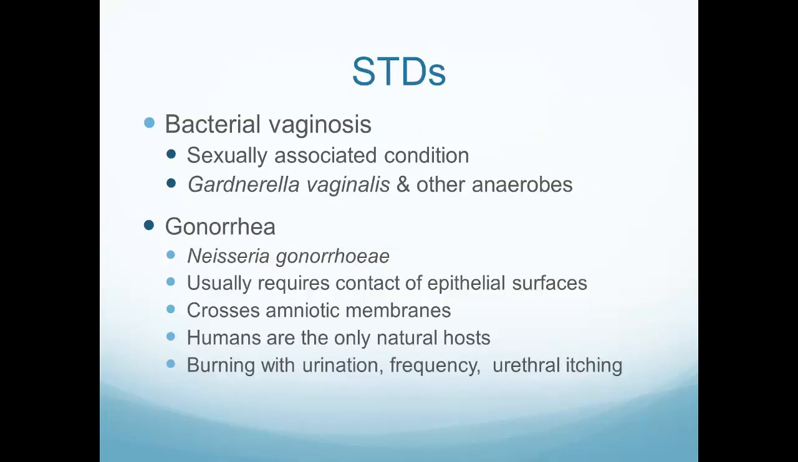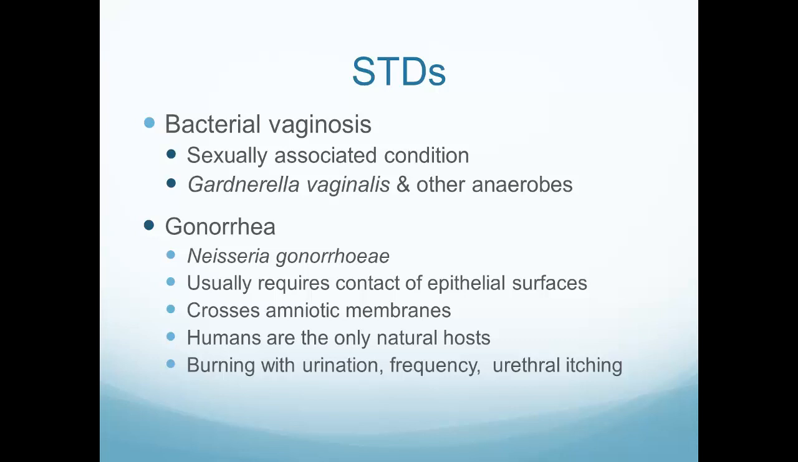Other types of sexually transmitted diseases, just a bacterial vaginitis, that can be caused by a lot of different things, but typically is going to be a sexually associated condition, and bacteria is getting into the vagina as a result of having sexual intercourse. Gonorrhea, another common type of sexually transmitted disease, usually requiring some kind of contact with the epithelial surfaces. Humans are the only natural hosts, so it's not coming from animals, or you didn't get bit by a mosquito or something like that and get gonorrhea.